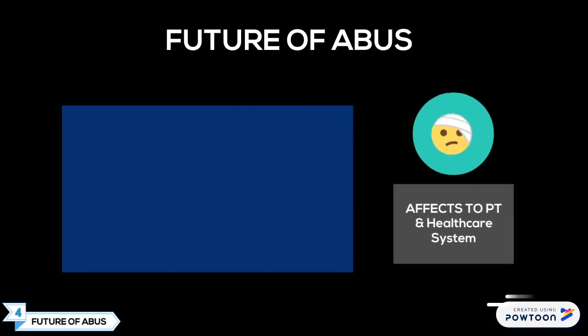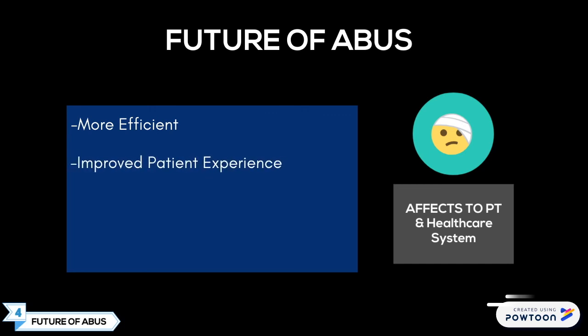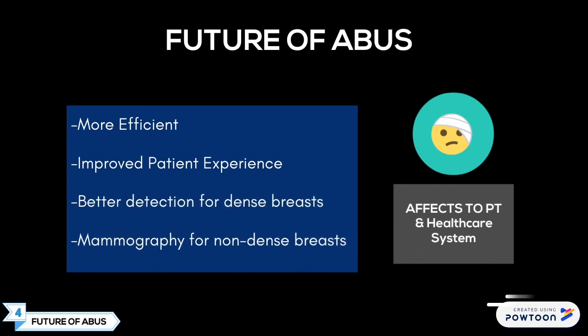When looking at how ABUS affects the healthcare system and patients within it, we see that ABUS is more efficient than typical ultrasound because the procedure takes about half the time. This helps improve the efficiency of the healthcare system and the patient experience. Patient experience is also further improved because the procedure is more comfortable than typical ultrasound due to it requiring less physical compression. In terms of quality of images, the detection of breast cancers is greatly improved for patients with dense breasts. However, mammography is still the gold standard for non-dense breasts.